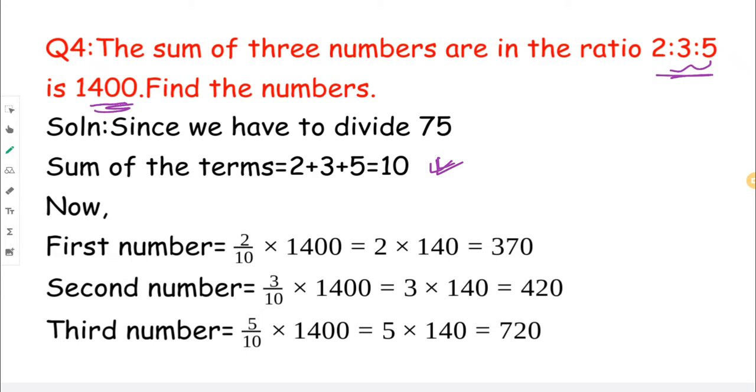So the first number, we know that it is 2, right? Out of the total how many parts? 10 of what? This number, right? So I can divide it, cancel 0 and 0. I'll have 2 into 140, which if I multiply, I'm going to get 370.